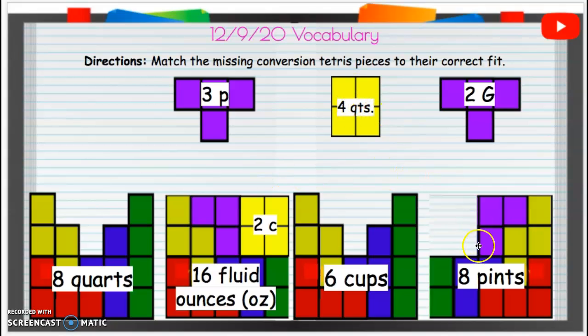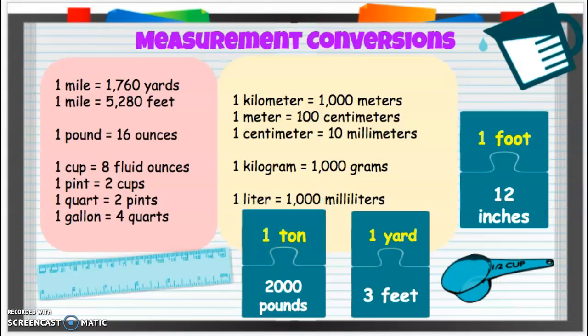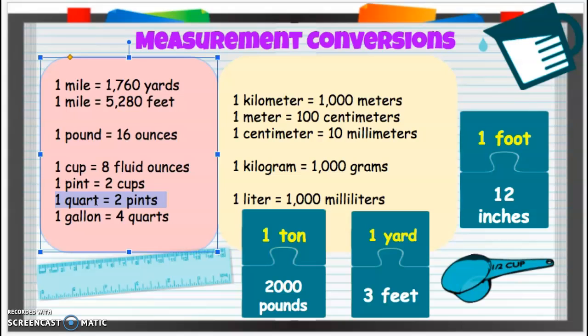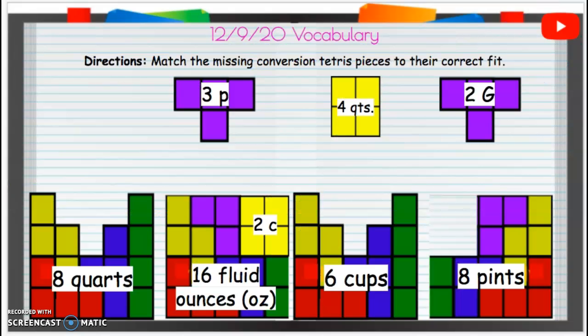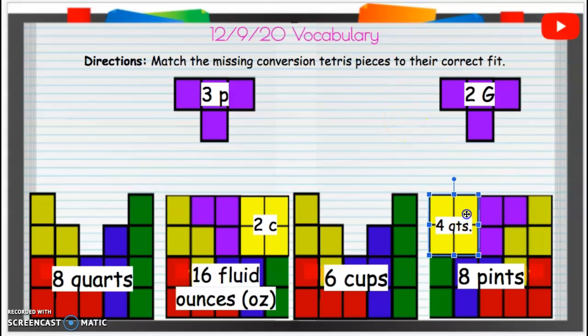Well, yes, this is 4 quarts. Let's hope that goes into 8 pints. So let's look at quarts and pints. Well, 1 quart equals 2 pints. So if I have 2 quarts, that'll be 4 pints. 3 quarts, that'll be 6 pints. 4 quarts, that will be 8 pints. Woohoo! So that one is correct.